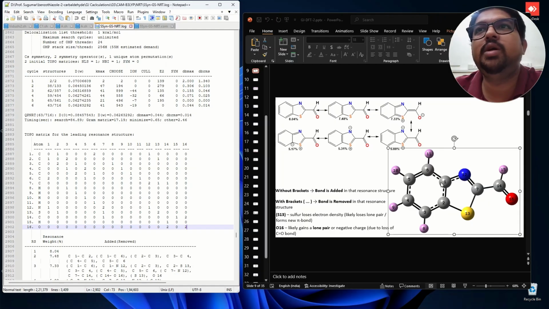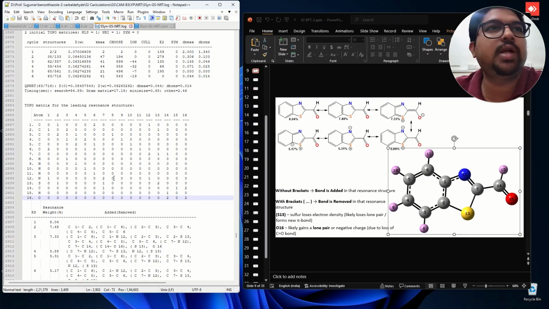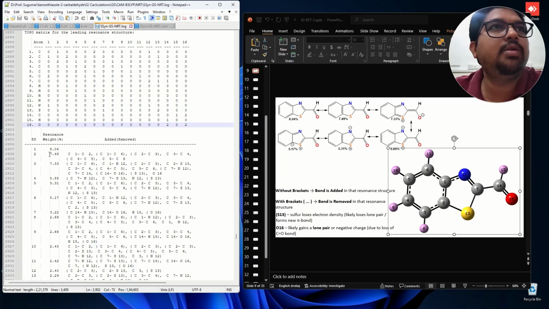So based on this topomatrix, we have designed this numbering and this molecular structure, the most leading resonating structure, right? Similarly, there are several resonating structures possible, and these are the weightages, the contribution of each resonating structure. Now structure 2, which has 7.48% contribution, is this one. How I came up with the structure is, now you know the labeling, right? Here these are the data given, the bonds which are added or removed.